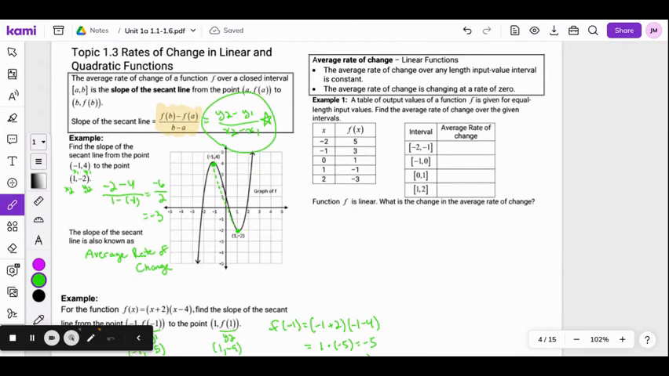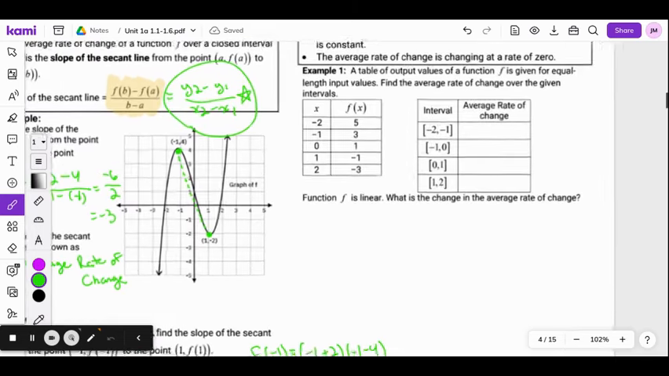Okay, let's talk about average rate of change using tables. So I'll just do the problem. It's a little bit easier to explain. So right here, example 1, we have a table of output values and input values right here. So we have this table.